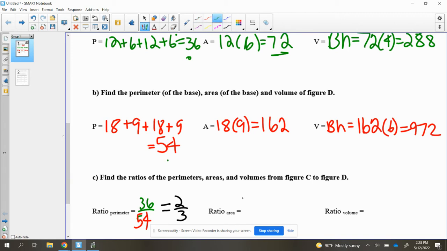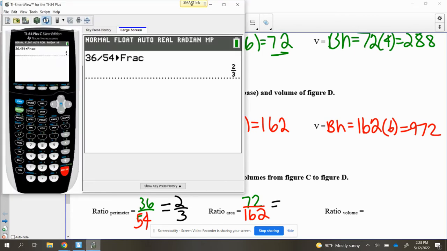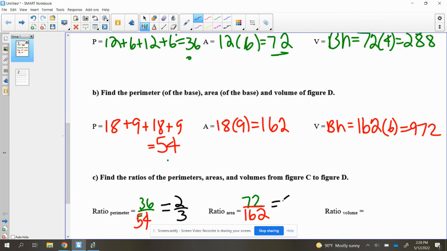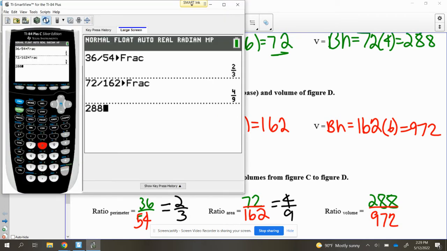Ratio of the areas, we had 72 for prism C, and then 162 for prism D. Reduce that one, 72 divided by 162 reduces to be 4 over 9. The ratio then of our volumes, we had 288 and we had 972, 288 over 972 ends up reducing to be 8 over 27.